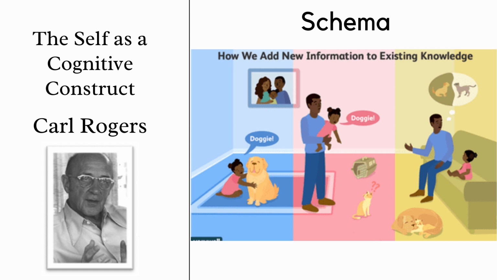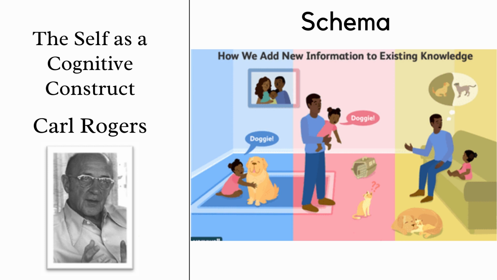A schema is a mental structure that a person uses to organize knowledge. So, take a look at the picture. For example, a child first develops a schema for a dog. So, she sees a dog. She knows that a dog has four legs, it has hair, and a tail.